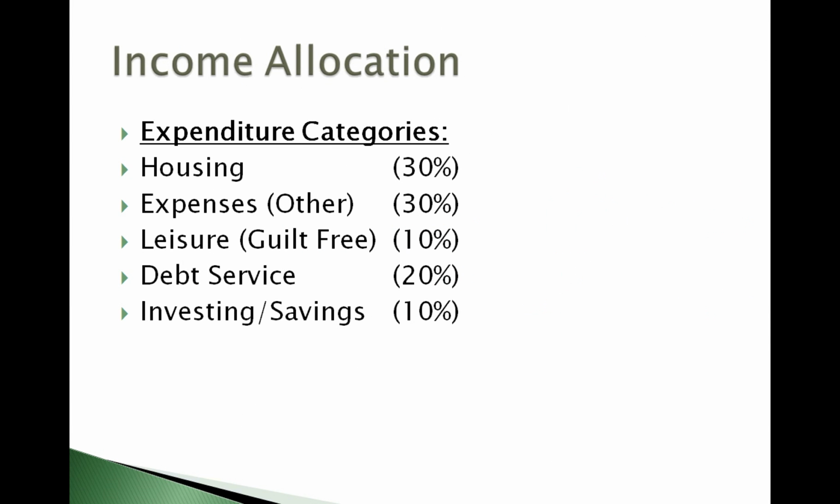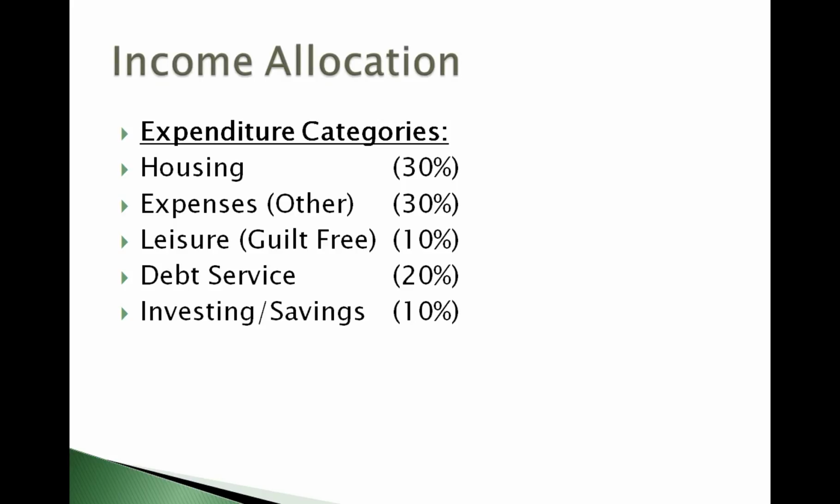Moving on, I want to talk to you guys about income allocation. So this is the ideal income allocation for anybody who's looking to manage their money. And the way that it works is you have the expenditure categories, and they are as follows. The first one is housing. Housing should account for 30% of income. The next one is expenses. It's other necessary expenses that aren't quite housing, but things that you still need to buy. So groceries and that kind of stuff. And that should account for another 30%.